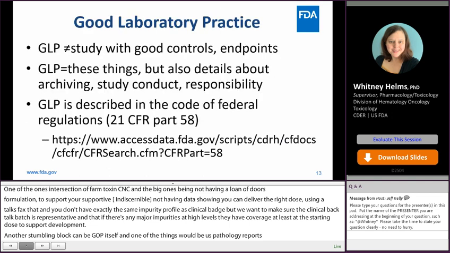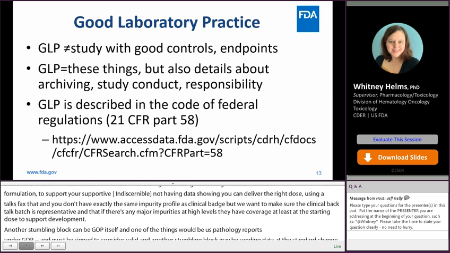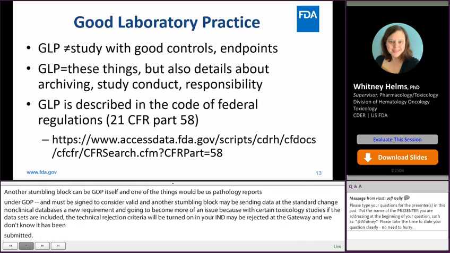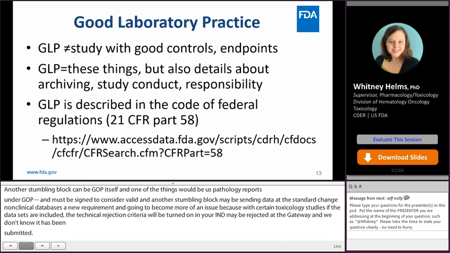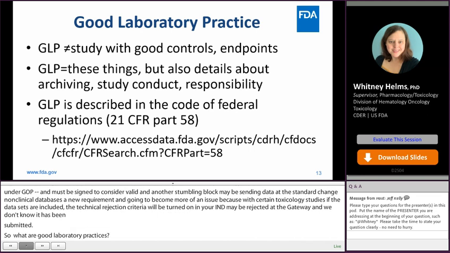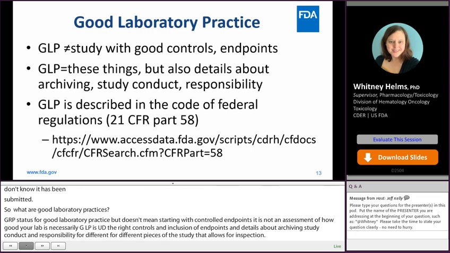So what are good laboratory practices? GLP stands for good laboratory practice, but this doesn't just mean a study with good controls and endpoints. It's not an assessment of how good your lab is, necessarily. GLP is these things. You do need the right controls and inclusion of the right endpoints, but it's also details about archiving, study conduct, and responsibility for different pieces of the study that allows for inspection later on if there are questions. GLP is described in the Code of Federal Regulations, 21 CFR Part 58, that's shown here. And it's a big part of whether or not we can actually accept your study.